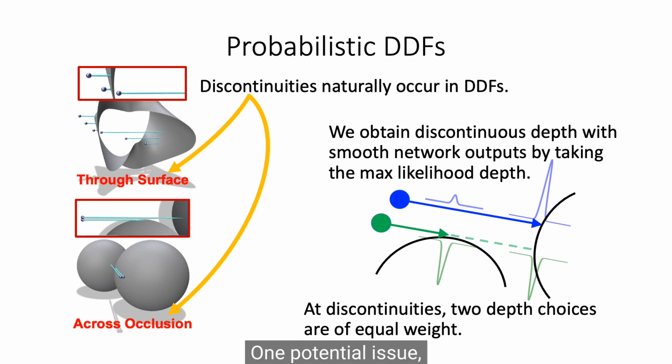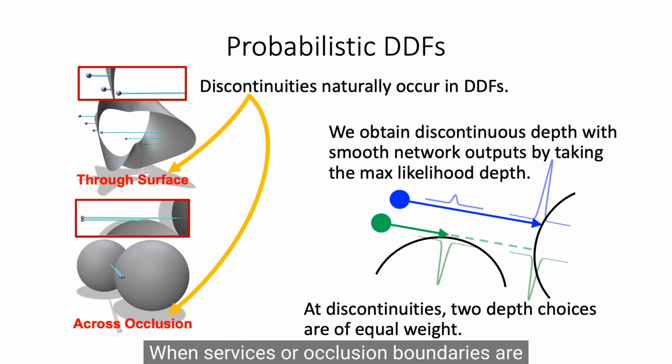One potential issue, due to the almost everywhere differentiable nature of most neural networks, is the presence of natural discontinuities in DDFs, when surfaces or occlusion boundaries are crossed. We obtain discontinuous outputs via a smooth network by returning a mixture of Dirac deltas instead of a single depth value. By taking the maximum likelihood component, smooth transitions in mixture weight generate discontinuities in depth.